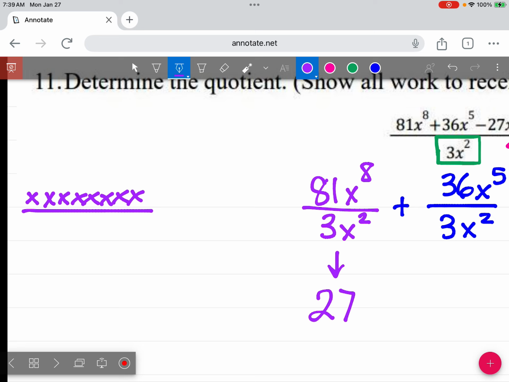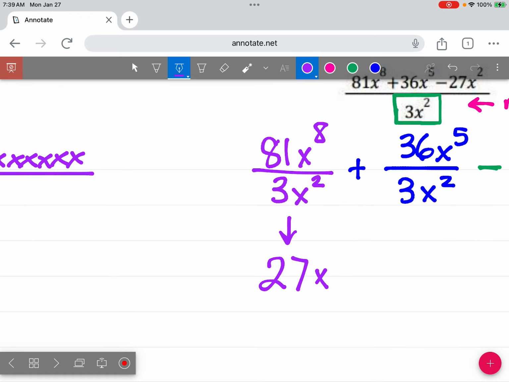And we're dividing it by x squared. 1, 2. Yeah, so we're going to have 2 of them that cancel out. How many x's do we have left? 6. So x to the 6th. So when we divide the whole piece, we subtract those exponents. So 8 minus 2.